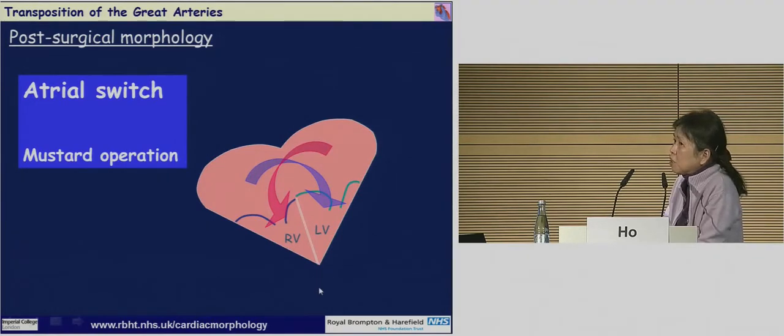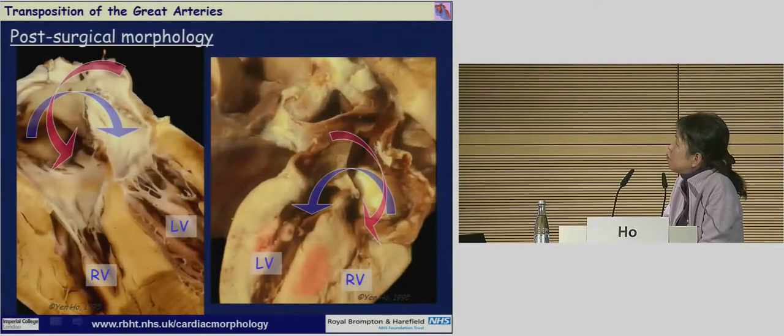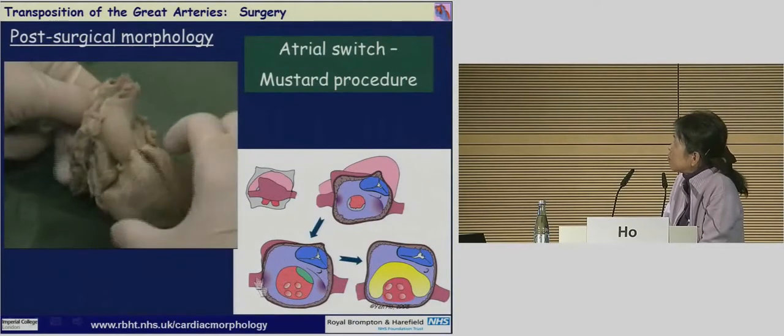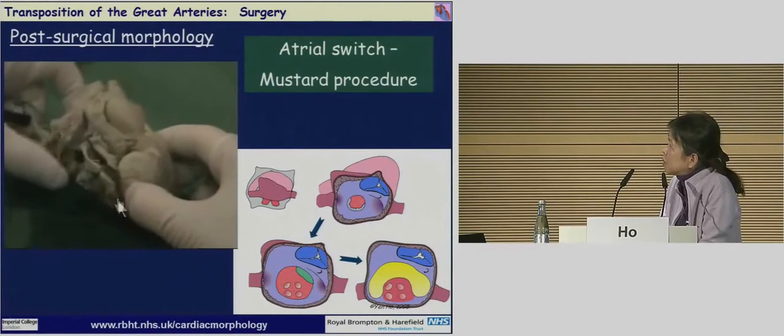The atrial switch, I'm not going to encroach upon the next speaker's talk, but simply show you some examples that have had previous surgery. So this is a Mustard procedure, or the atrial switch procedure, showing in cross-section the baffle in place, switching the systemic and the pulmonary venous return to the wrong ventricles, as it were. A series of diagrams showing that sort of atrial switch procedure.